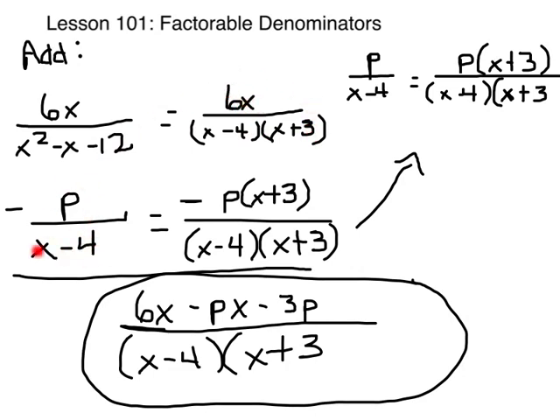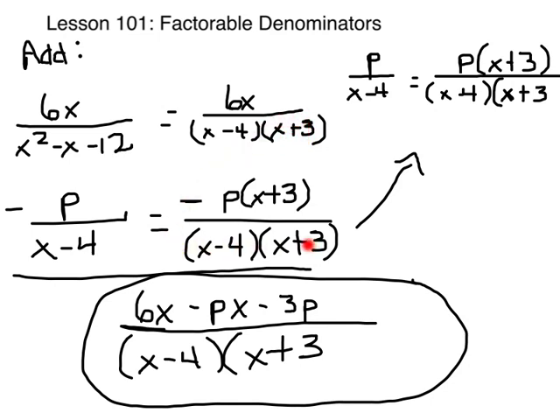Alright, down here on the bottom, we have x minus 4. There's nothing to factor there. But now we're going to find an equivalent fraction with a common denominator. What is the common denominator for this and this? Well, obviously it's x minus 4, but we have to include the x plus 3 also.